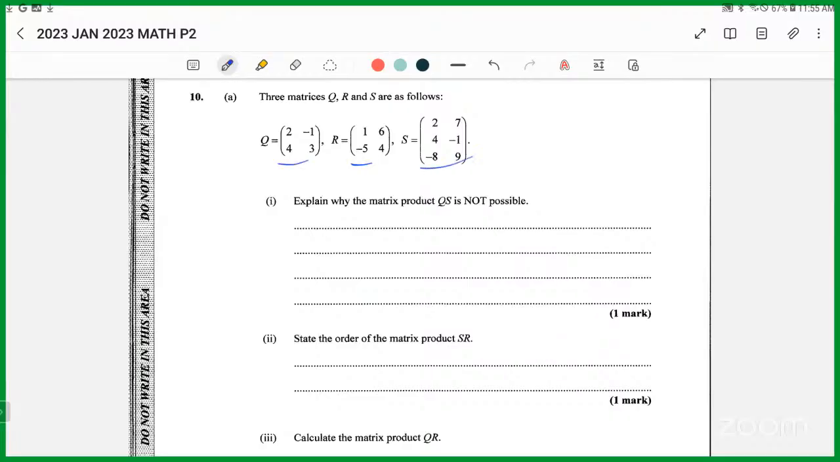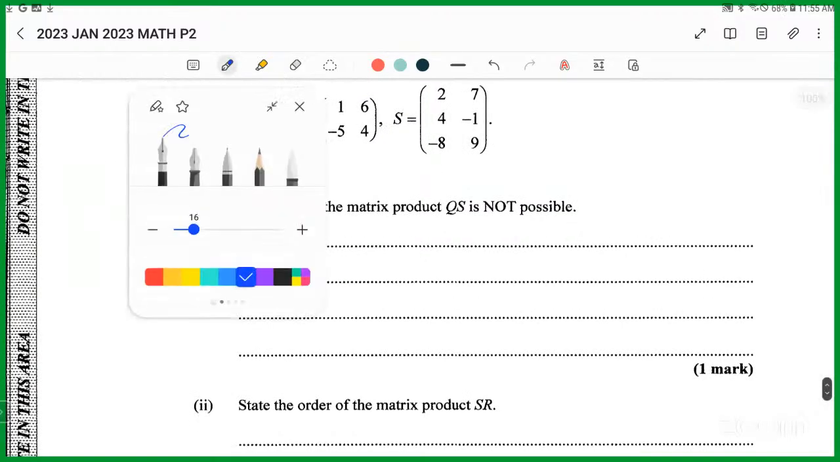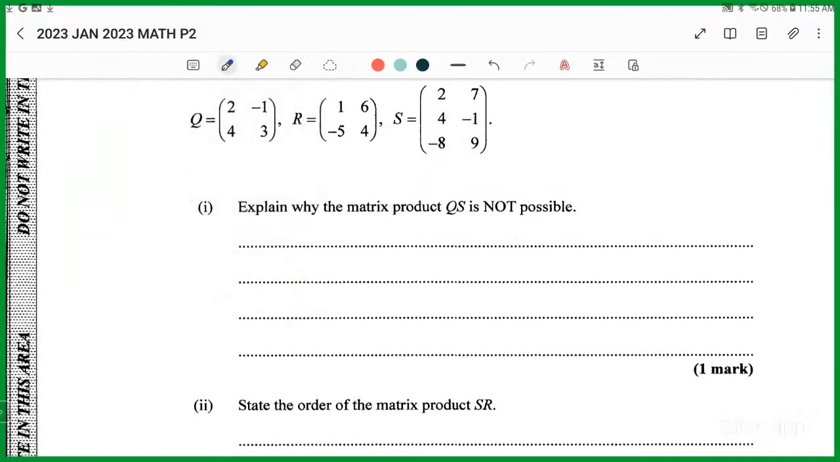Q, R, and S. Question says, explain why the matrix product QS is not possible. That's Q times S. Why is it not possible? Because it's not conformable. We have to explain, right? So let's see what it would be. So QS would be a 2 by 2.